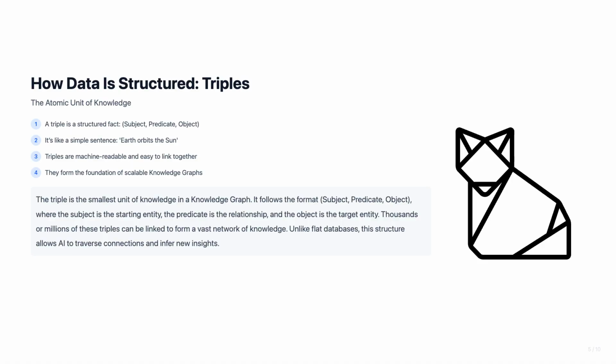If you know Marie Curie worked on radioactivity, and radioactivity is used in cancer treatment, the system can infer that Marie Curie's work is indirectly related to cancer treatment, even if that exact fact isn't stored. This ability to chain facts together is what gives knowledge graphs their intelligence. So triples are like building blocks, small, simple, but incredibly powerful when connected.